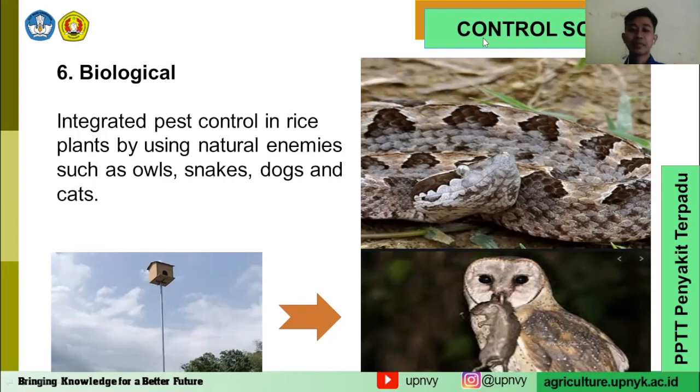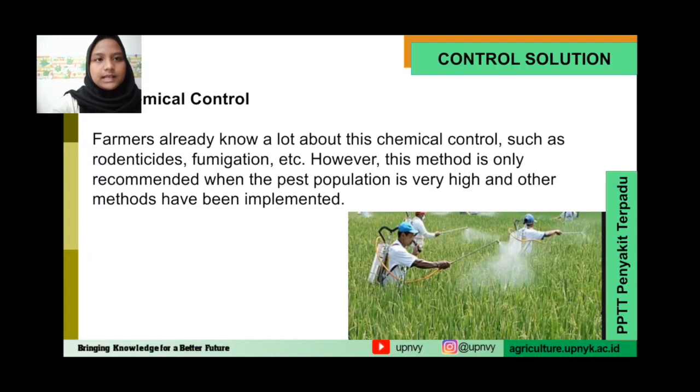Next is chemical control. Farmers already know a lot about this chemical control such as rodenticide, fumigation, etc. However, this method is only recommended when the pest population is very high and other methods have been implemented.